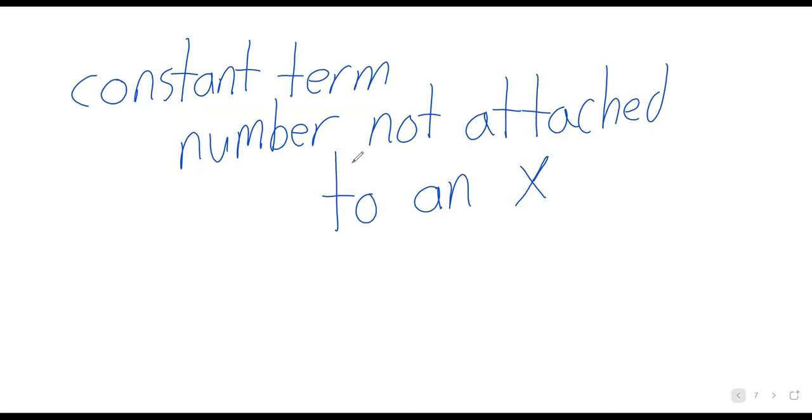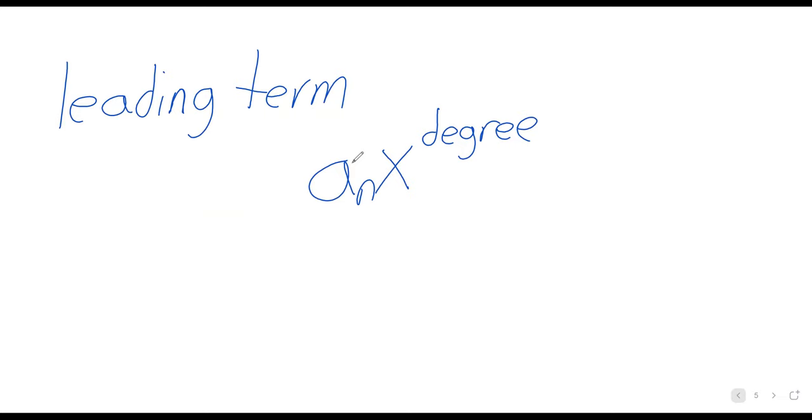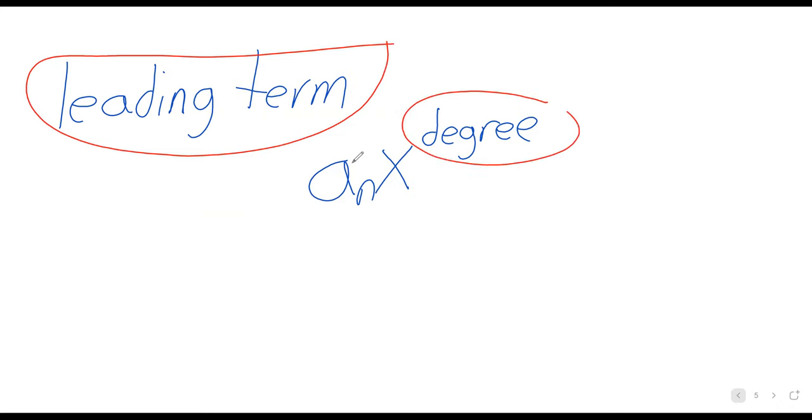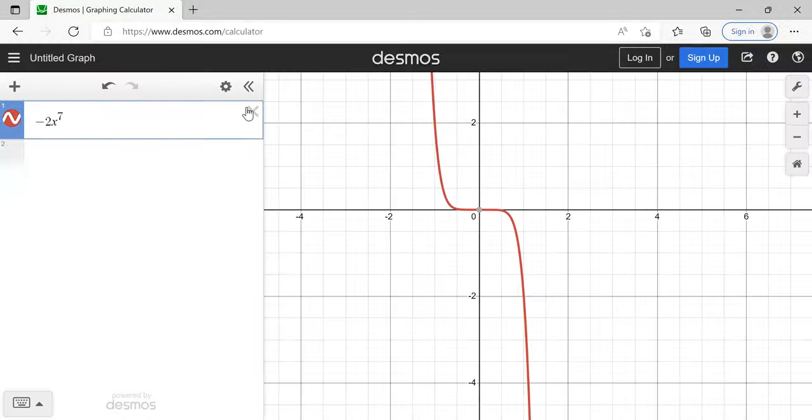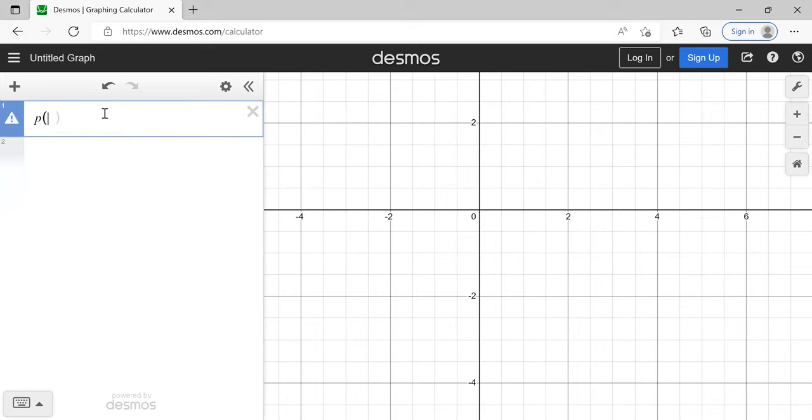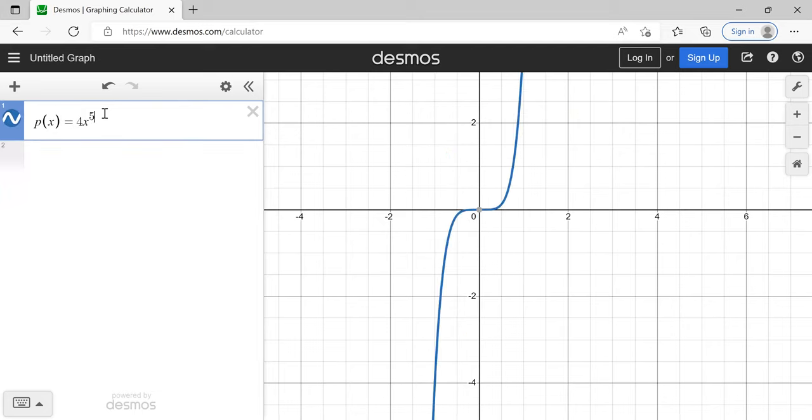Now that we've tried to motivate the general topic, let's try to motivate the degree and the leading term. I've said that these things control the shape of a polynomial. And what you'll notice if you go to desmos.com and start just generating polynomials at random.